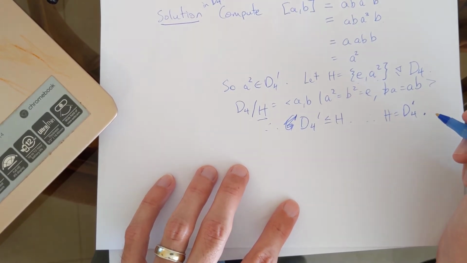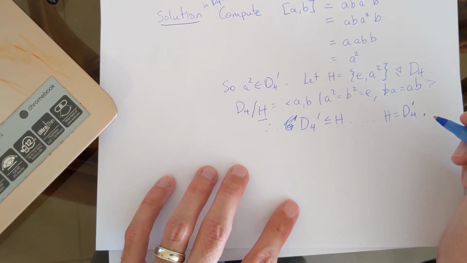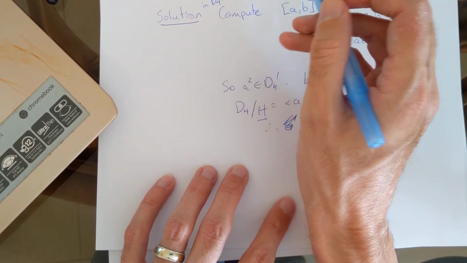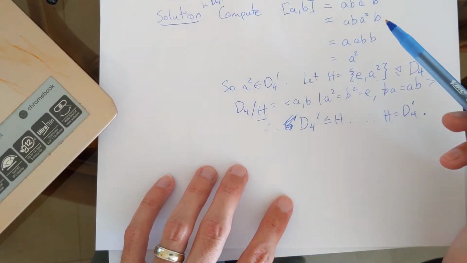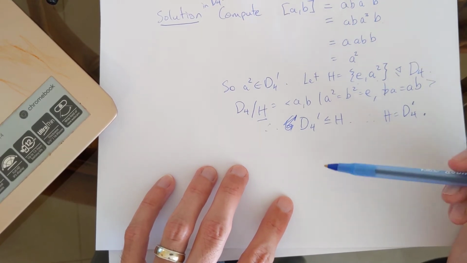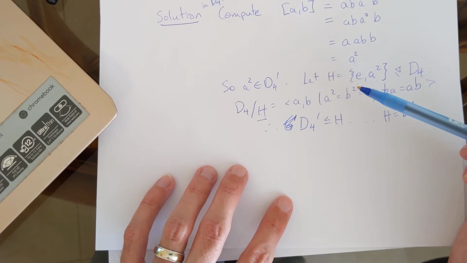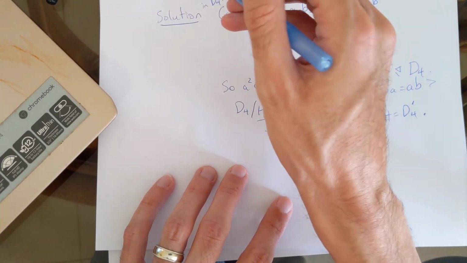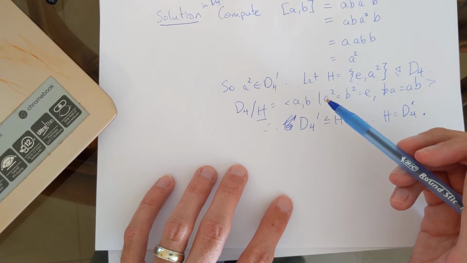That suggests the strategy: compute a few commutators to try and guess what the commutator subgroup is. Check that the thing you get is a normal subgroup. Check that the quotient of the entire group by it is an abelian group, and then you should be good.